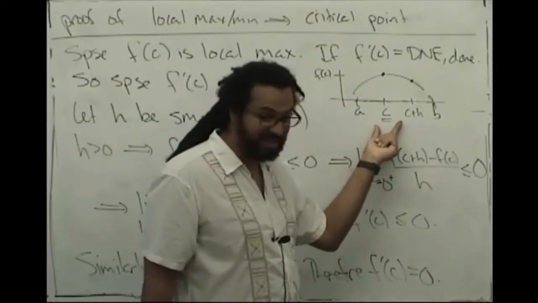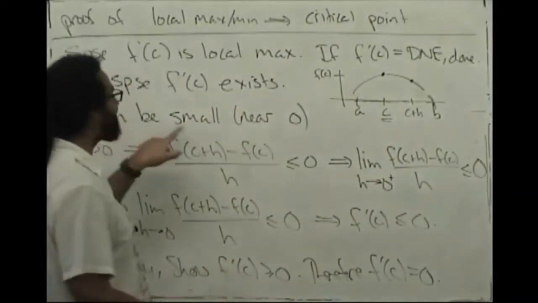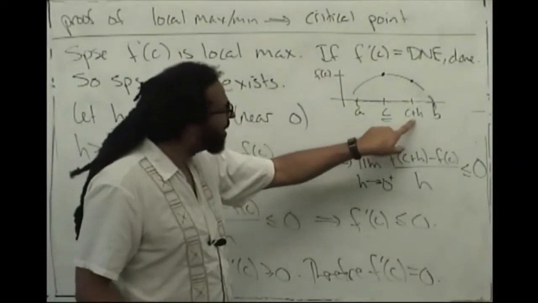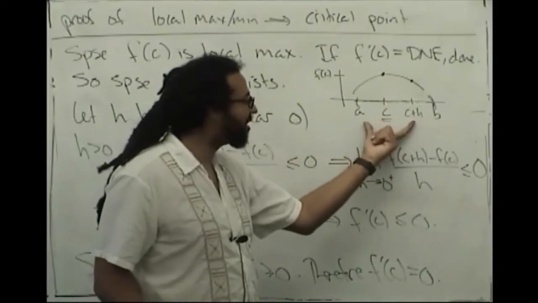So let me look at c plus h, where h is small. h is something near 0. So I can take h small enough to where it lives in this interval from a to b.